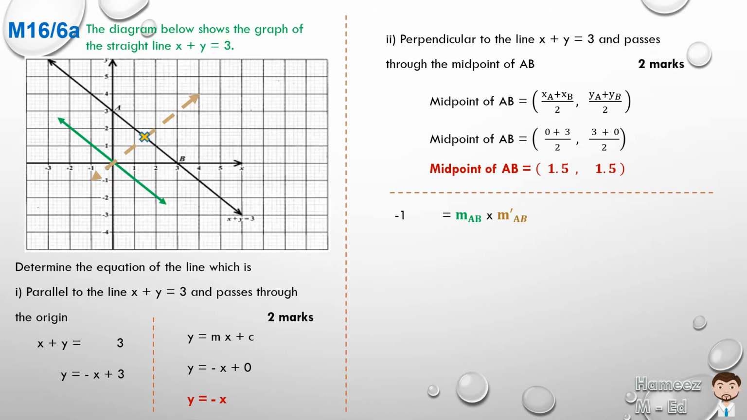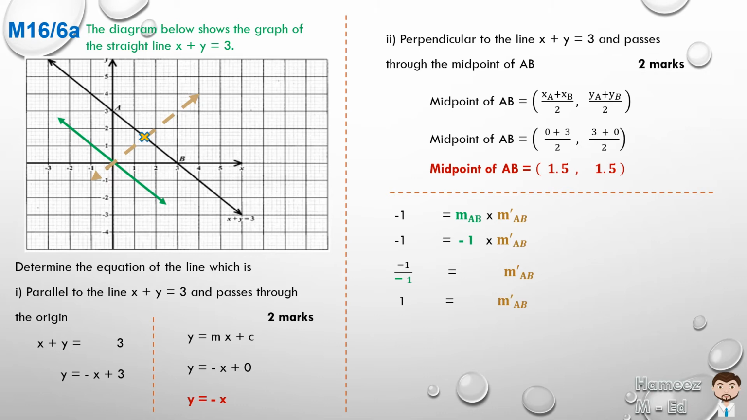So let's substitute. Minus 1 is equal to, do we know the gradient of AB? We worked that out from part 1 of the question. That is minus 1 times the gradient of this perpendicular AB. And if we want to get rid of the minus 1 on the right hand side, we carry it across. And that will give us minus 1 over minus 1, which is 1. So the gradient of the perpendicular line AB is plus 1.